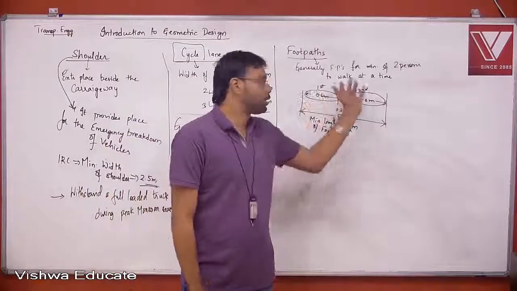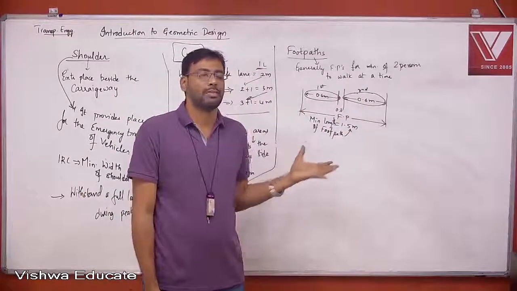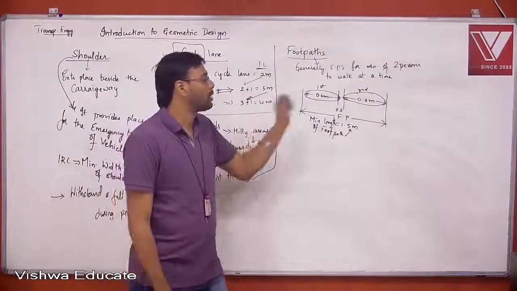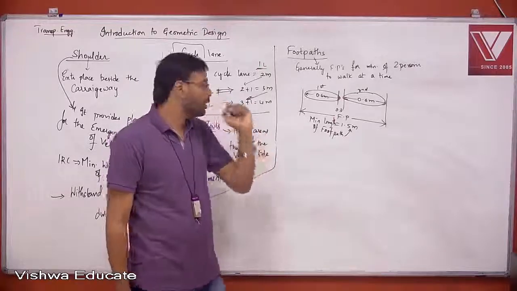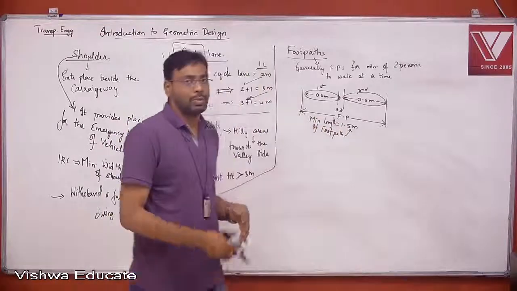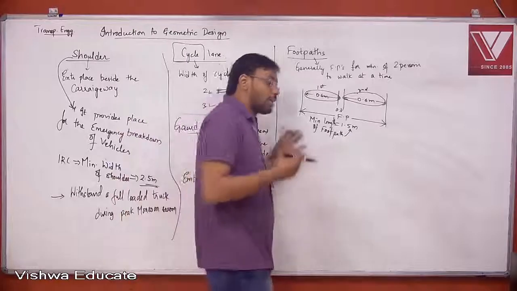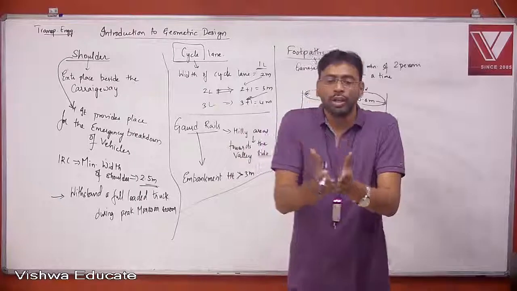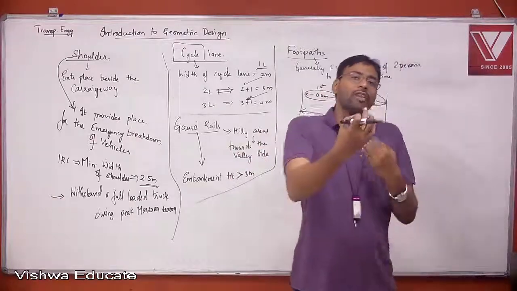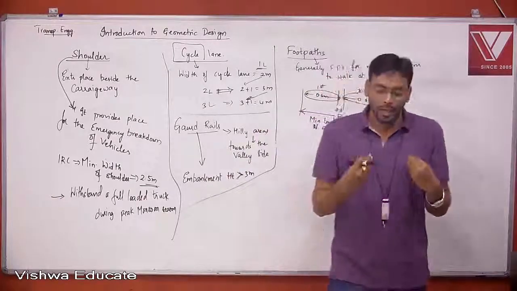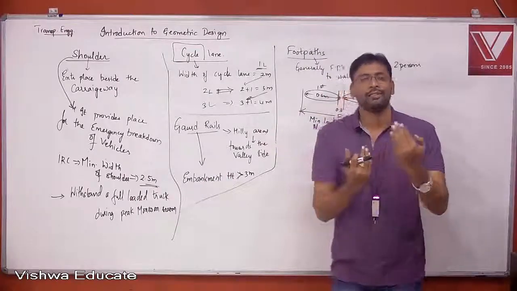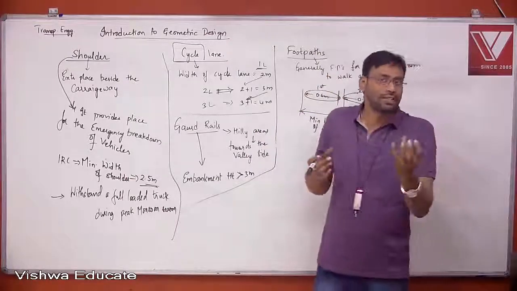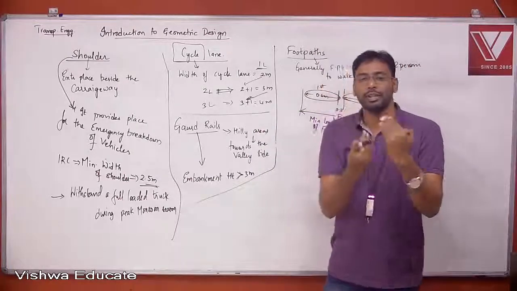2 persons with 60 centimeters each and 30 centimeters clearance. So 60 plus 60 is 120, 120 plus 30 is 150. 150 centimeters is nothing but 1.5 meters. But that is the minimum. And as the number of pedestrians increases, you should increase the width. Similarly, one-way movement and two-way movement also matter. If two-way movement is there, then there will be more obstructions, so the capacity of the footpath decreases.